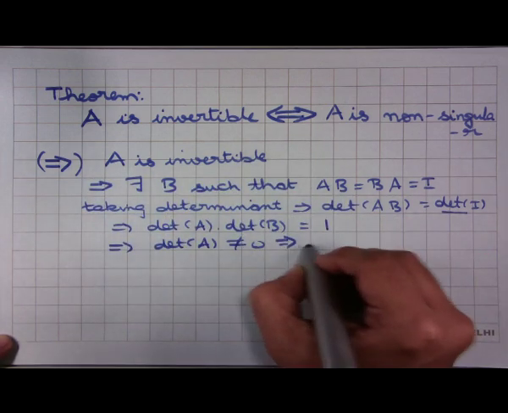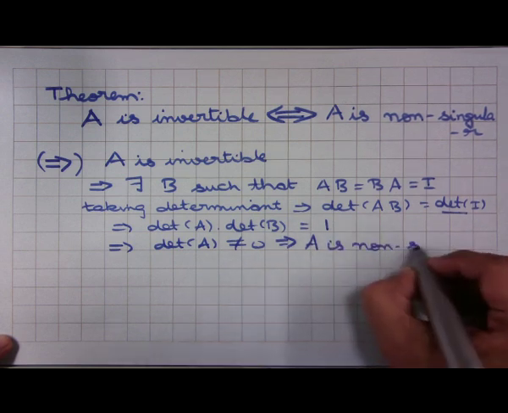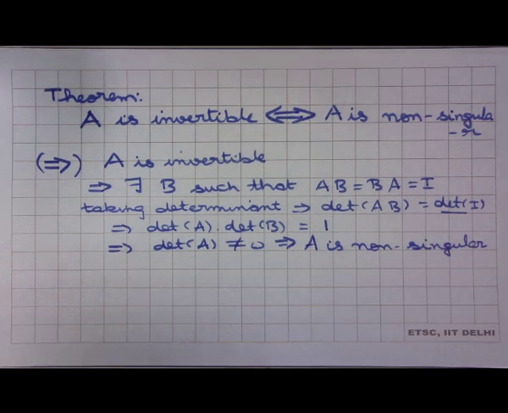So, this means just by the definition that A is non-singular. So, the implication part is just by starting from the fact that A is invertible, using a series of steps including the definition of invertibility, including the fact that the determinant of a product of matrices is nothing but the product of the respective determinants, we can say that A is a matrix which is non-singular.